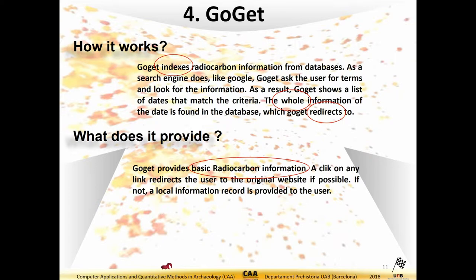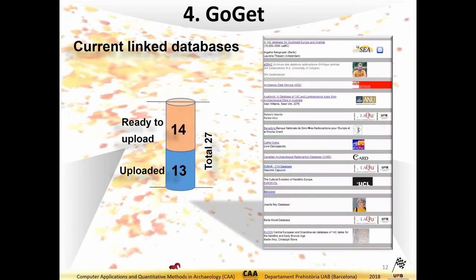The database has the information, but search engines are very slow, so we need to index. An index is like a book with a list of chapters. In computer science, an index means an ordered list of things that are inside the database in order to make it work more quickly. As I told you, just basic radiocarbon information.